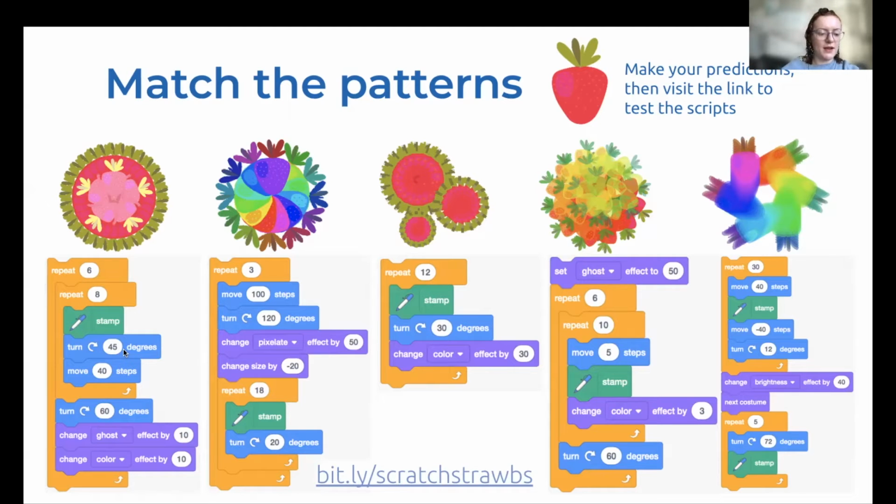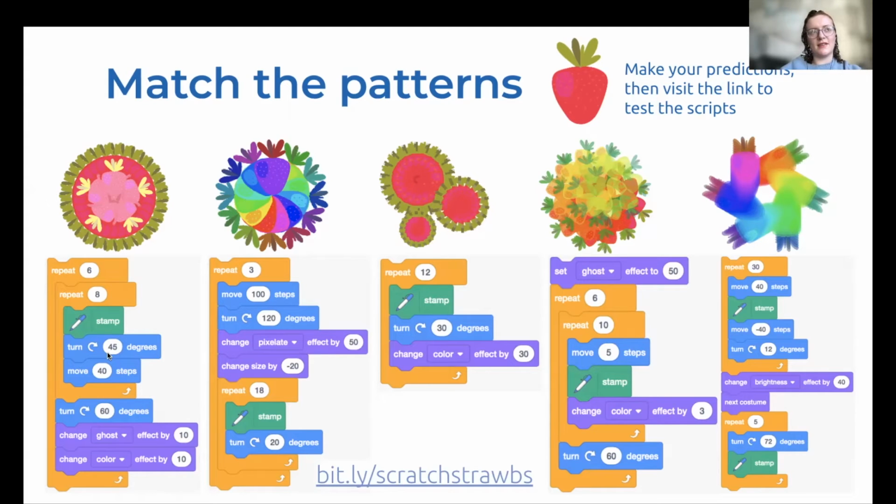So for example, in script number 1, you can see that we have two repeats, a 6 and an 8, but let's start with the 8. We've got something repeating 8 times, and each time it repeats, our strawberry turns 45 degrees. So if you know your times tables, or if you can do multiplication, I suppose, you can do 8 times 45, then you might be able to figure out that that's going to make 360. And that tells you a little bit about what that script is going to do.